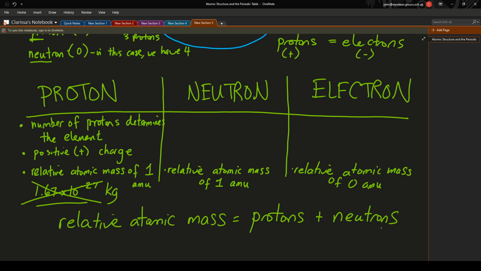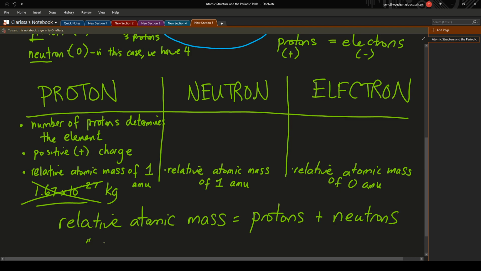Yes, the electrons weigh something, so it would be incorrect if you said electrons don't weigh anything. So do not say electrons don't have mass or don't weigh anything. Do not say something like that, because that would be incorrect. It does, but it's just so small that we just don't even care about it. Okay. Now, the neutron doesn't determine any charge, but because it does have a mass, it contributes to the relative atomic mass.